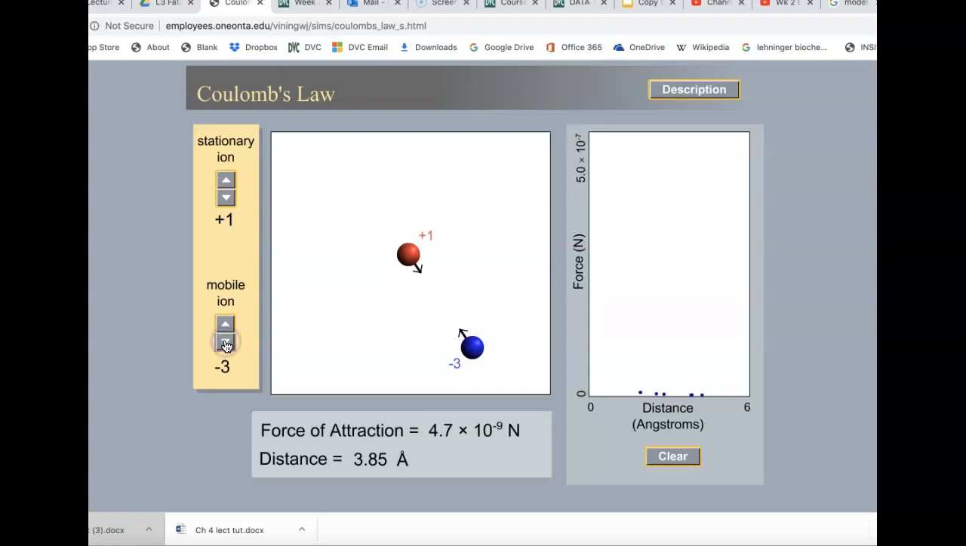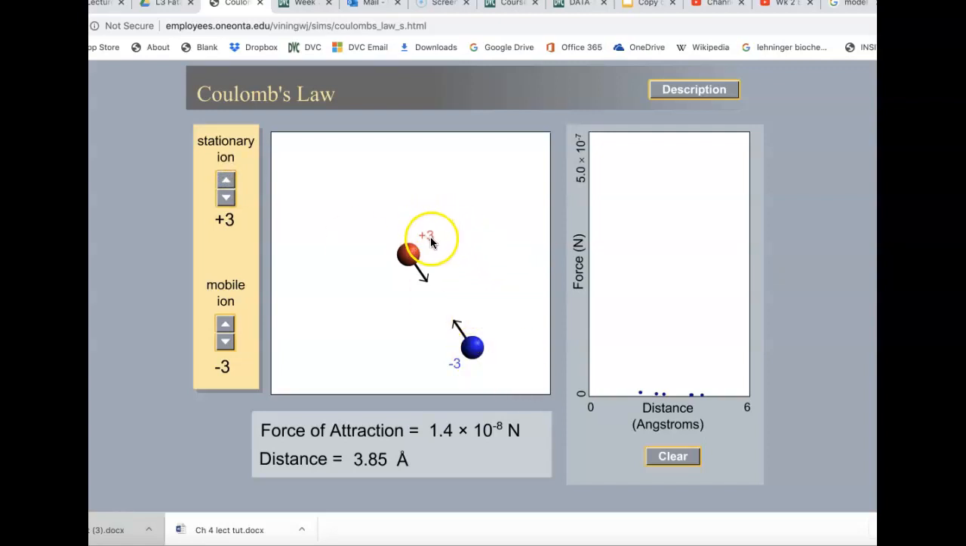-3. I guess I can't go any further than -3. But did you notice those arrows got a little bit bigger? And I can do the same with this positive charge. I can make it +2. Notice those arrows? +3. They got bigger each time.